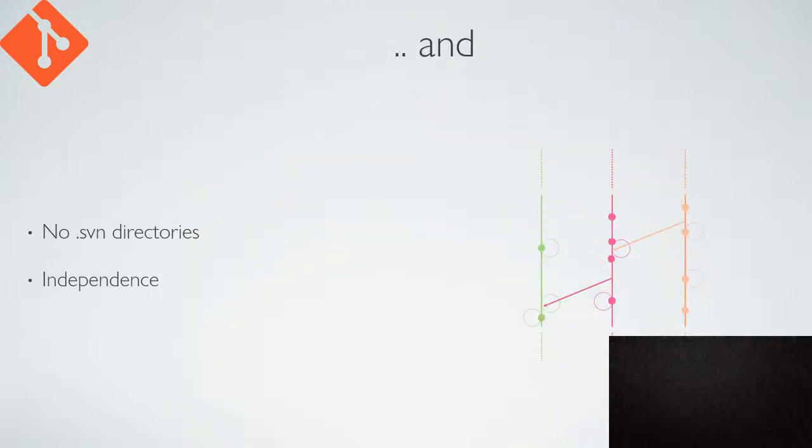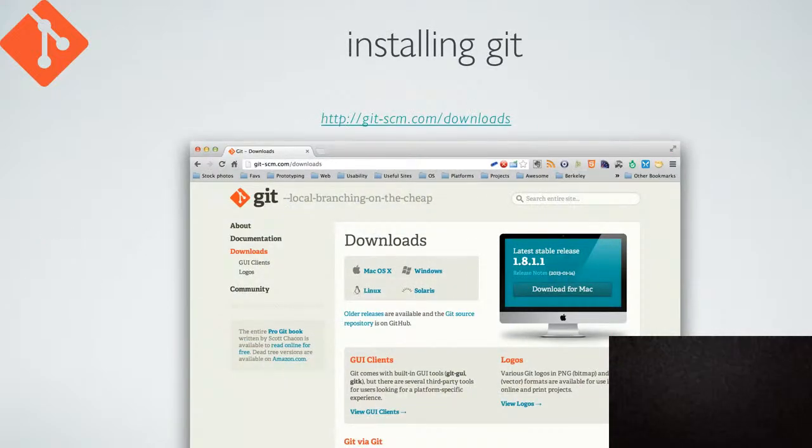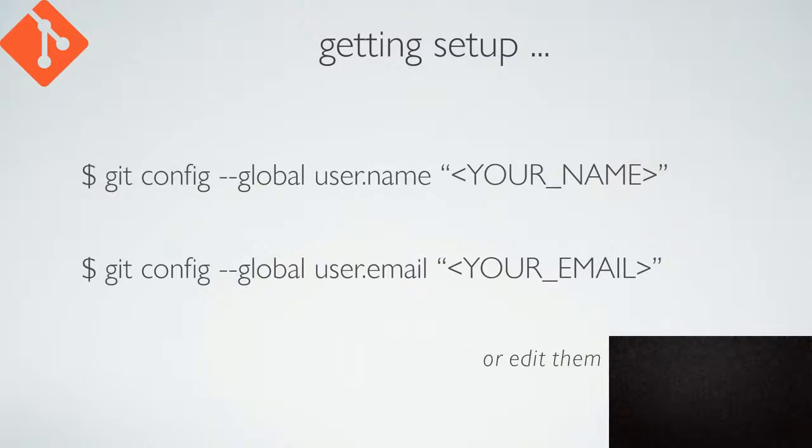No .svn directories are needed, and it is also independent. I have already discussed the installation of Git. You can run the following commands for setting up Git. As I already mentioned, git config --global user.name, and you have to enter your name. The same continues with your email ID.